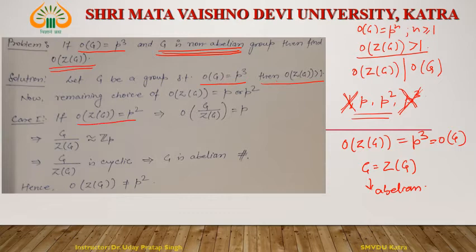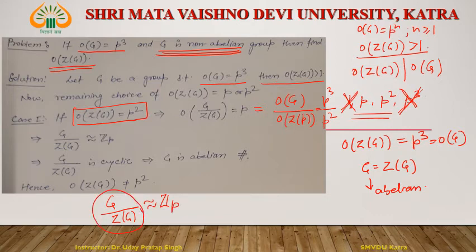If the order of ZG is P square, then what is the order of G by ZG? This is equal to the order of G divided by the order of ZG. The order of G is P cube, and we assume that the order of ZG is P square. Then the order of G by ZG is P. Then G by ZG is isomorphic to ZP. Since ZP is cyclic, G by ZG is a cyclic group.